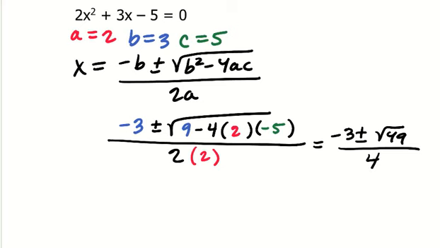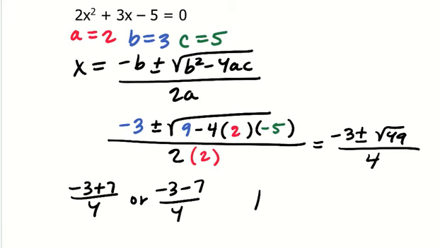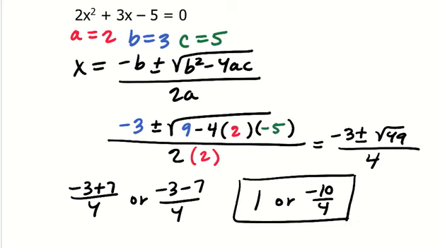Okay, so once I actually put those numbers together, I'm going to get negative 3 plus or minus the square root of 49 over 4. Okay, that's negative 3 plus 7 over 4, or negative 3 minus 7 over 4, which is negative 3 plus 7 is 4 divided by 4 is 1, or negative 10 fourths. Okay, and notice that if b squared minus 4ac is positive, I'll get 2 solutions. More on that in a few minutes.